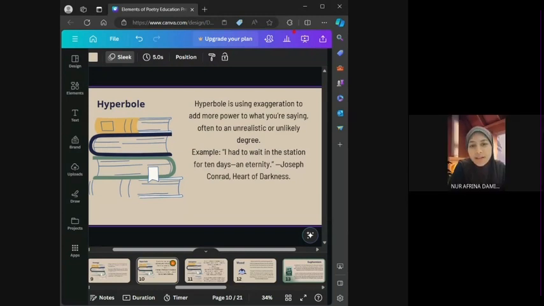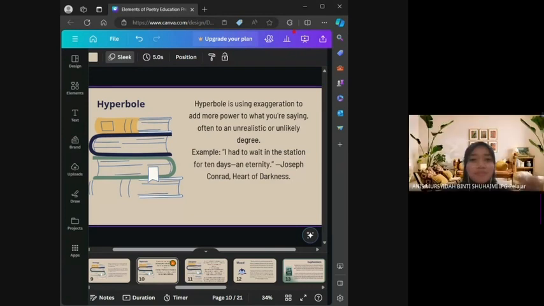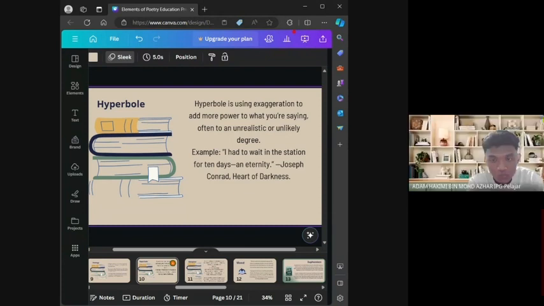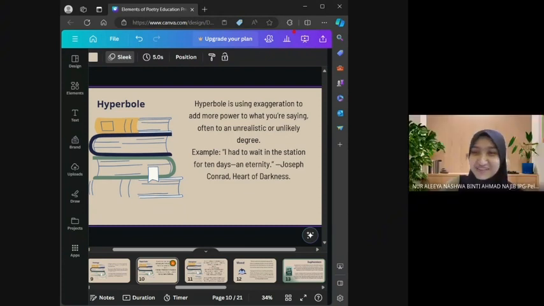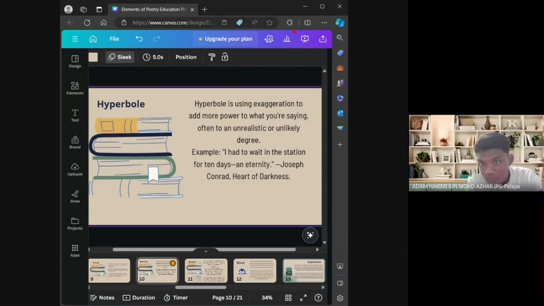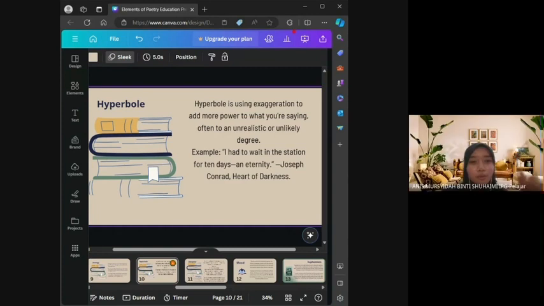Hyperbole is like a sentence or words with dramatic effect. It makes things more dramatic. How about you, Anis? As for me, from what I've read, hyperbole also helps to add a humorous effect, just like puns, actually.